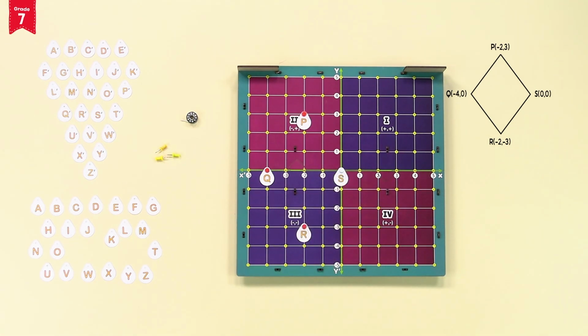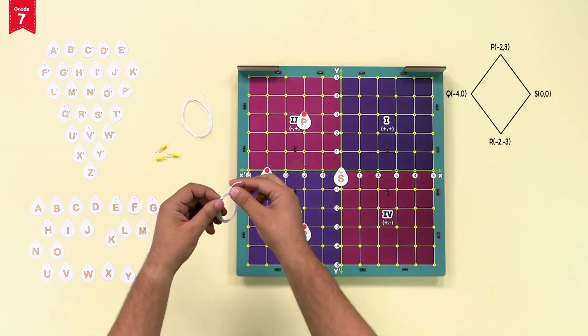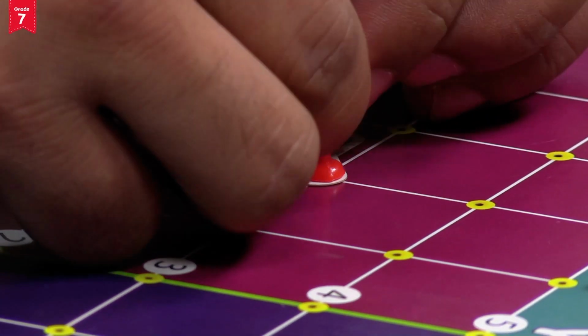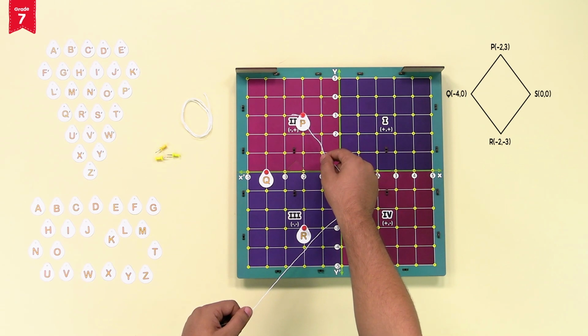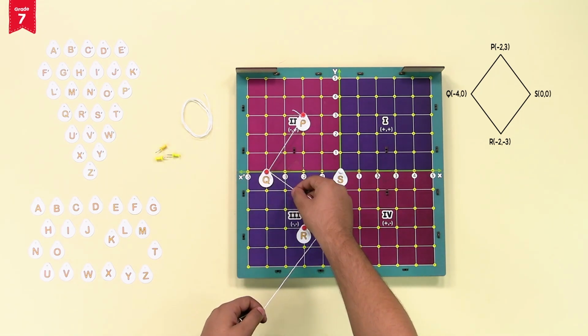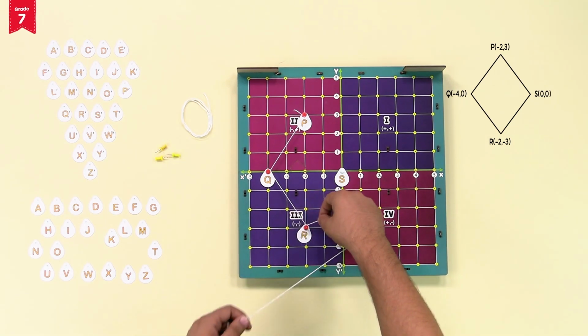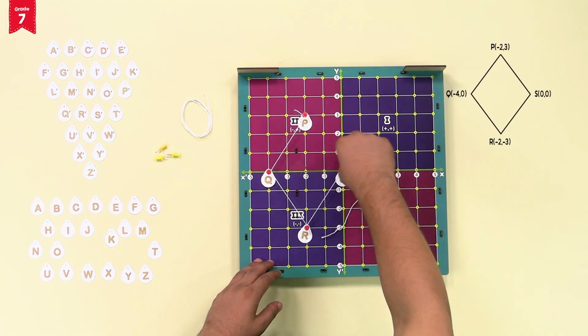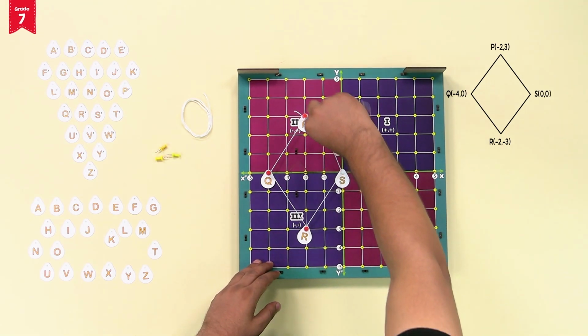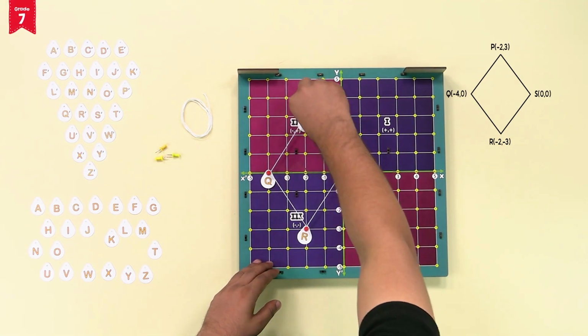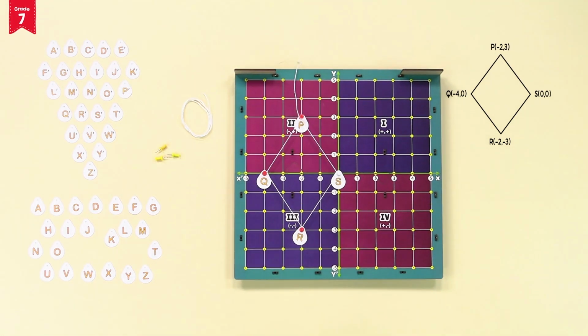Now, cut the spool of thread into 2 equal pieces and tie one of them over the pin at point P, followed by point Q, then at point R and finally at point S and again at point P. At this point, we can see the original image as shown here.